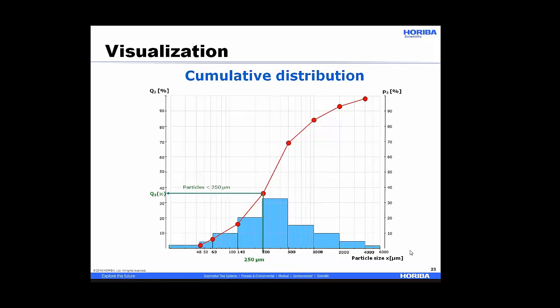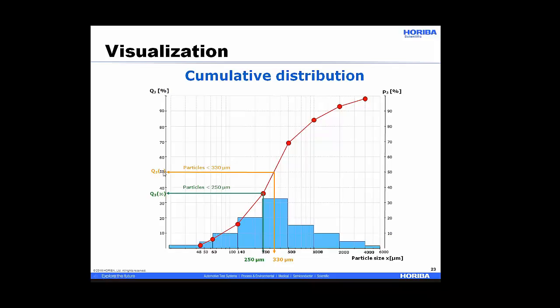To find the particle size, or to learn about the distribution, I'm going to say, well, at 250 microns, and that's the green arrow here, I look on my left axis, I see 36% of my particles are less than 250 microns. If I move on up and I want to find what is D50, I'm going to interpolate between these two red dots.